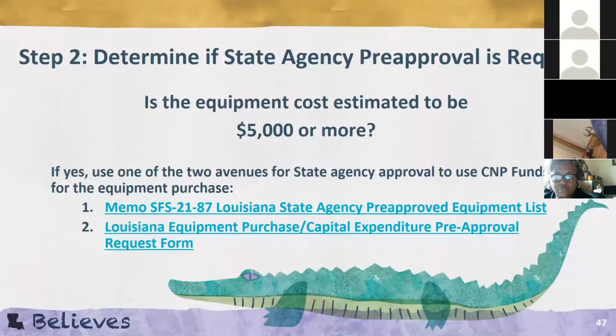CMP operators should ask the following question to determine if prior approval from the state agency is required in order to purchase equipment with CMP funds. Is the equipment cost estimated to be $5,000 or more? If the answer is yes, then state agency pre-approval for using CMP funds to purchase the piece of equipment must be obtained. There are two ways to obtain documentation of approval to maintain for your procurement records.